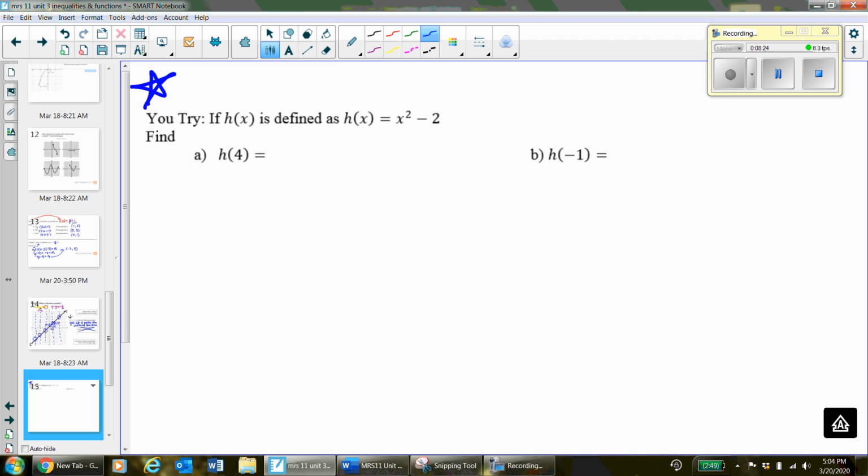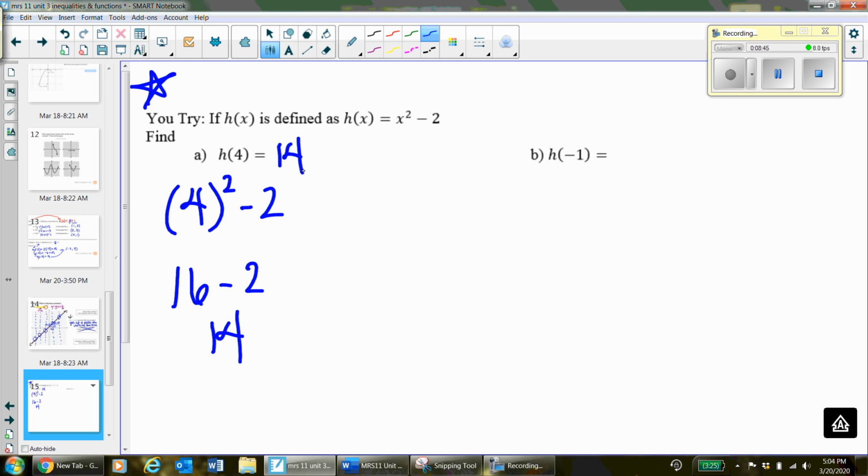So we have h of x equals x squared minus 2. Part A, they want you to plug in 4 for your input. So instead of x, I'm going to put 4 squared minus 2. All right, and then 4 squared, 4 times 4 is 16. Minus 2, I'm left with 14. So h of 4 equals 14.